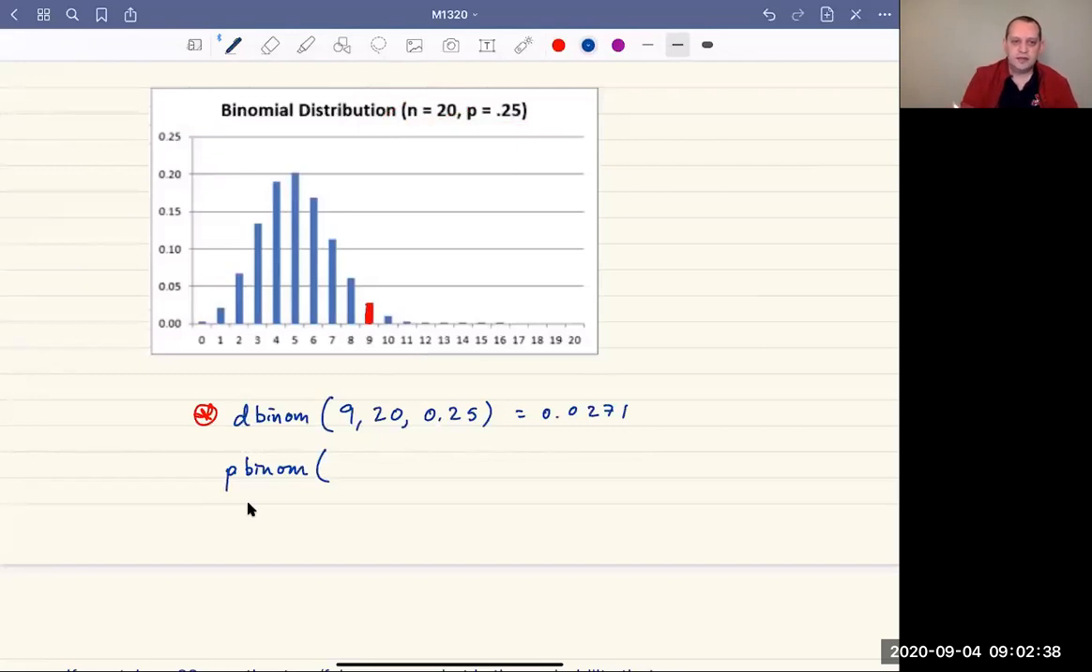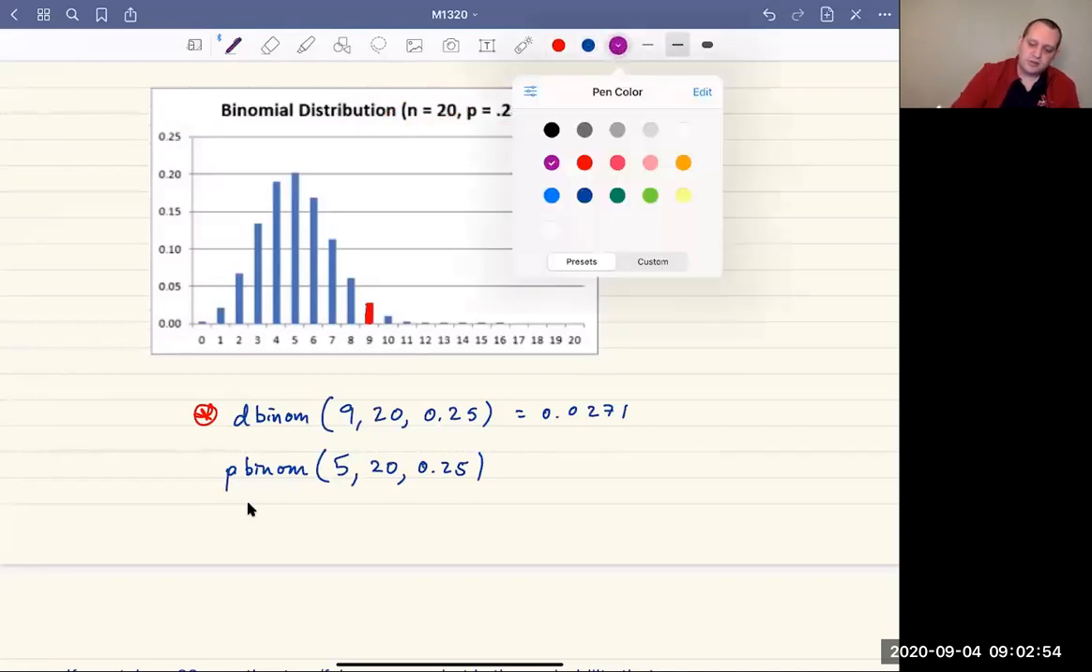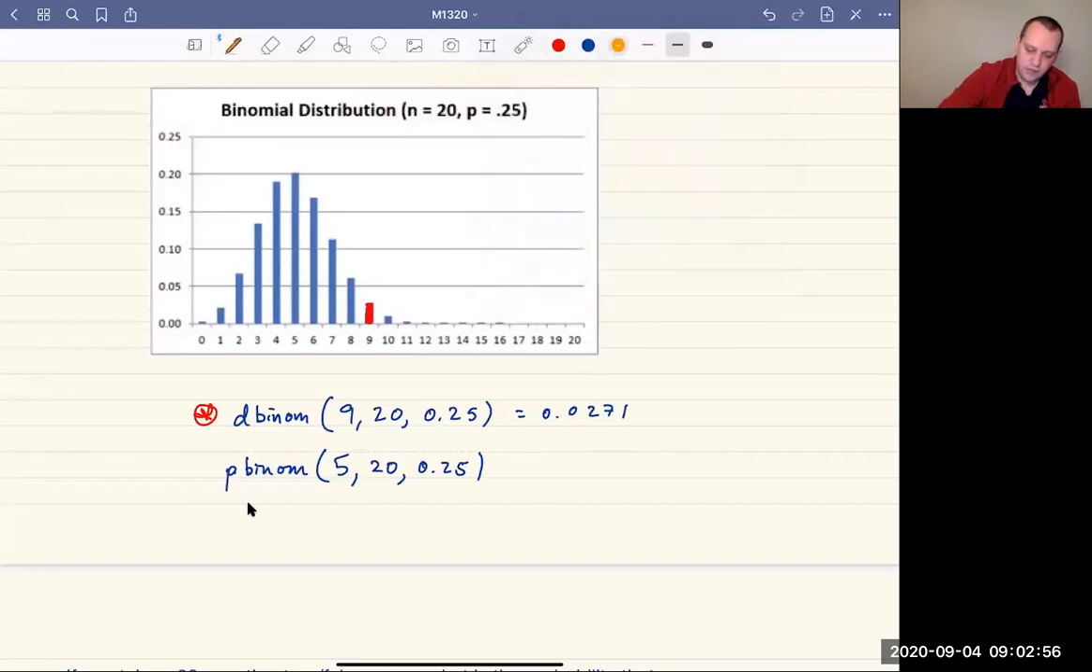So let's say I wanted to find the probability of 5 or fewer successes. That's the term that I would use. So this is going to represent 5 or fewer successes. So it's going to be the height of that line, the height of that line, the height of that line, the height of that line, and the height of that. So it's going to be all those added up.